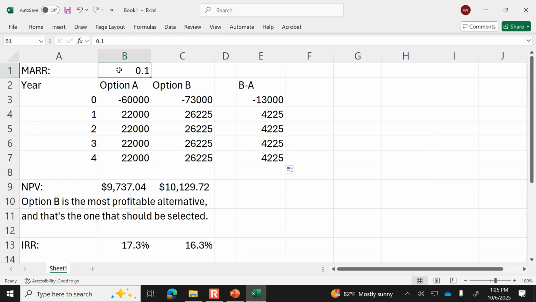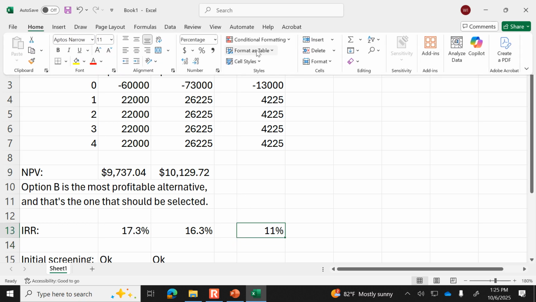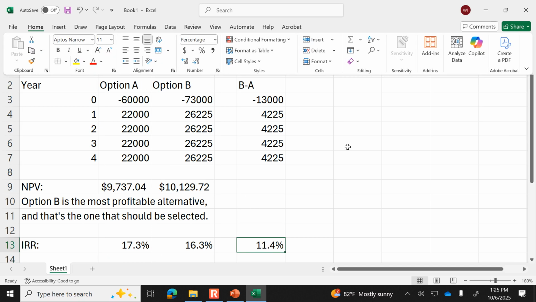What if you pay 10% to borrow money? Should you do the upgrade? Is basically, well, are you making more than 10% rate of return on the increment? So let's do that. Let's find the IRR on the increment. Equals IRR, internal rate of return. We just put all of the values into IRR. It's not like NPV. NPV, you can only put in amounts that are in the future. But IRR, you put in everything. So what is the rate of return on the increment? It looks like we're making 11.4%.